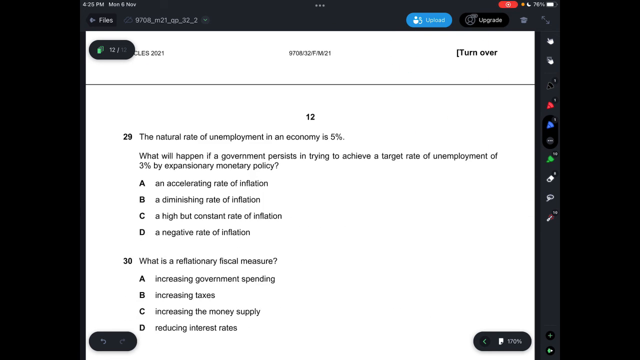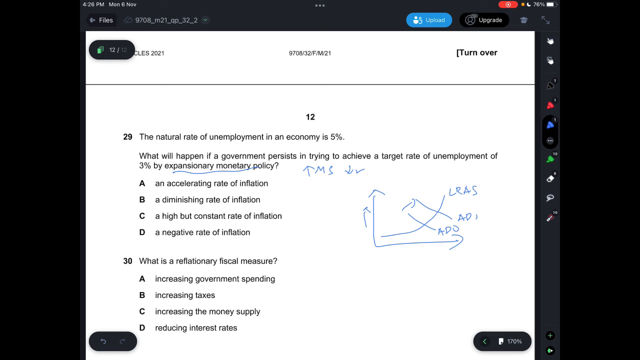Question 9, the natural rate of unemployment in an economy is 5%. What will happen if the government persists in trying to achieve a target rate of unemployment of 3% by expansionary monetary policy, increasing money supply and decreasing the interest rate, meaning that there will be inflation? When there's inflation, if you look at your LRS curve, it looks like this, and then your AD curve looks like this.